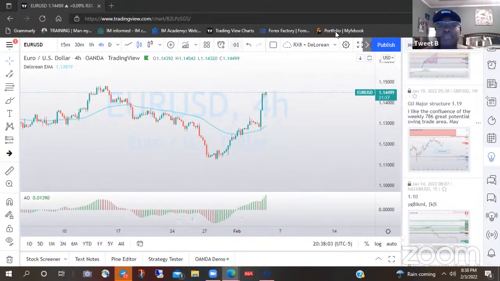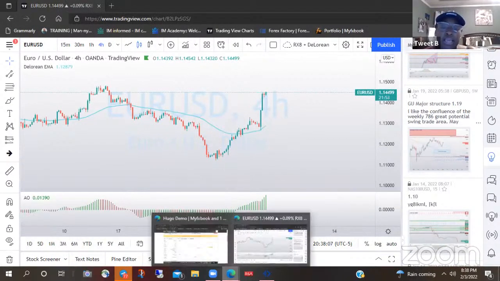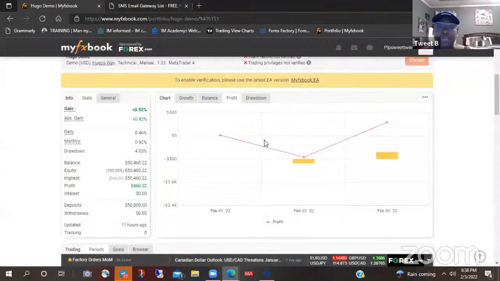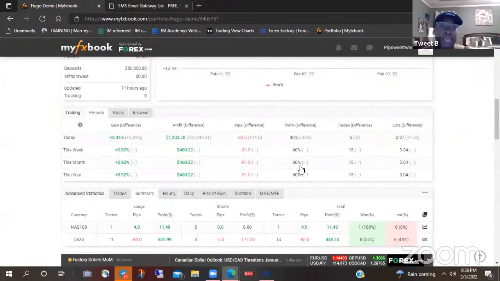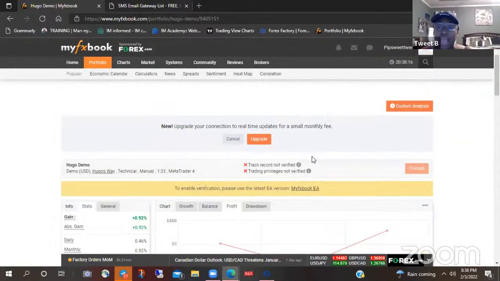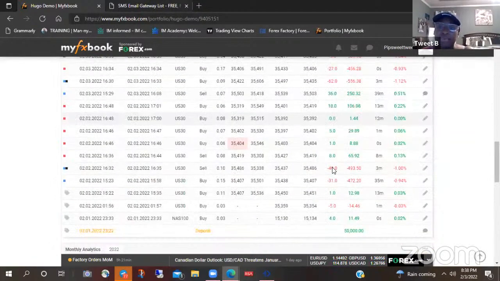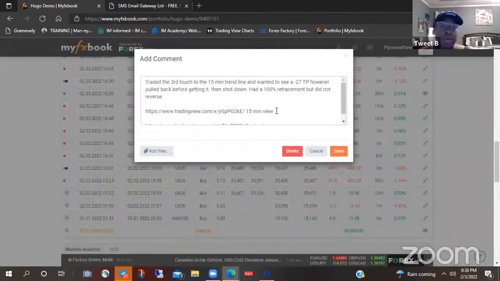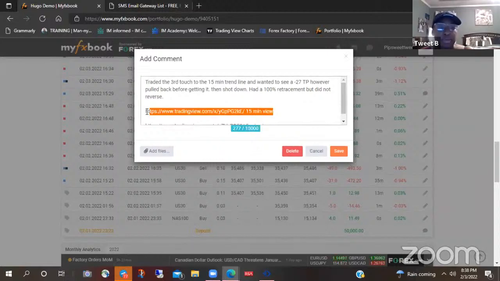My FX book is a very powerful tool because it allows you to keep track of all of your trades and how you're doing. If you want to do a challenge or something like that, it's going to keep track of quite literally everything. And one of the things I found today was this here, where you can go in and copy your TradingView stuff.